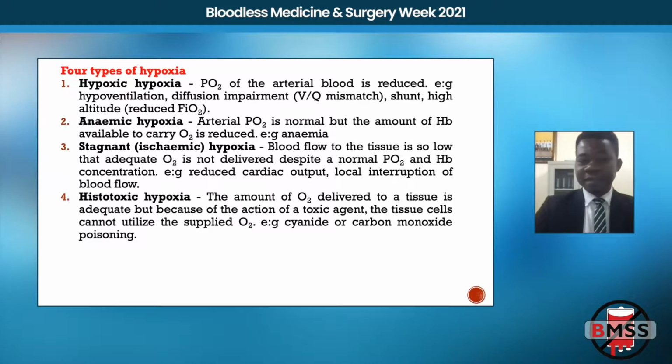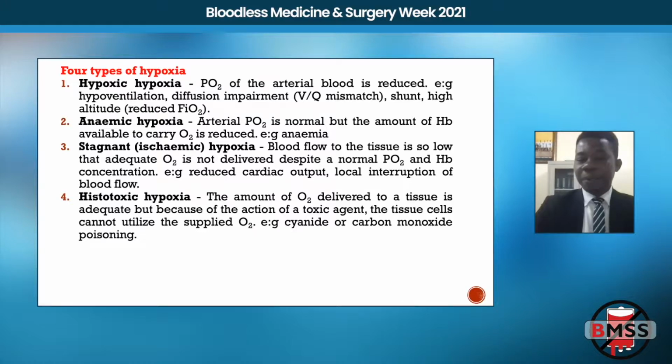We have hypoxic hypoxia. In hypoxic hypoxia, the oxygen tension in the arterial blood is reduced. Whereas in anemic hypoxia, there is a reduced hemoglobin level. In stagnant hypoxia, the problem deals with blood flow, okay? Because blood flow to the tissue is very low, there is lower oxygen available to the tissue.